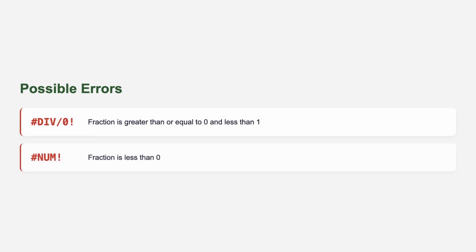Watch out for common errors. A DIV/0 error occurs when the fraction argument is greater than or equal to 0 and less than 1. A NUM error occurs when the fraction is less than 0.